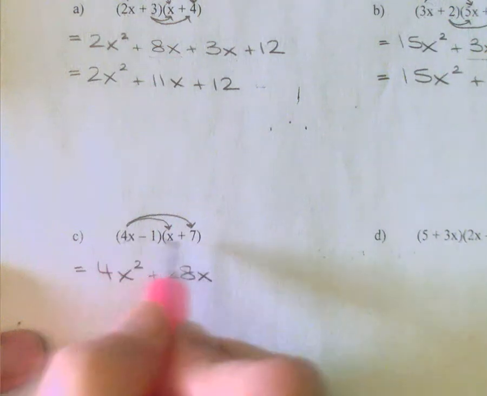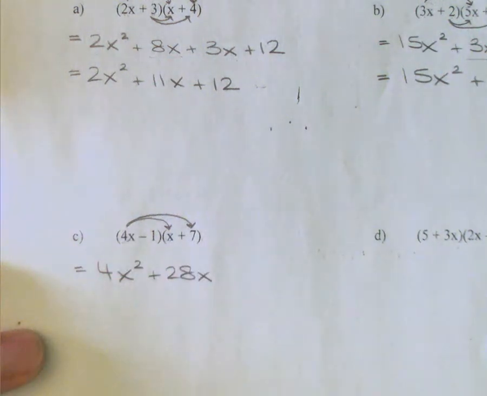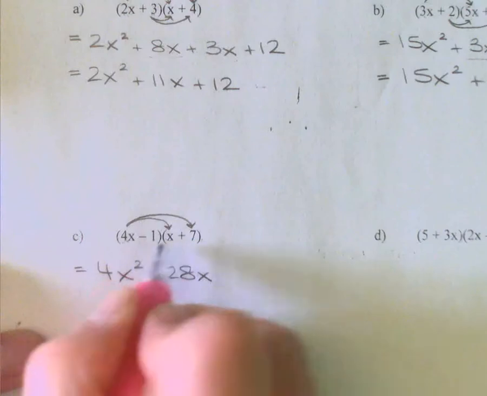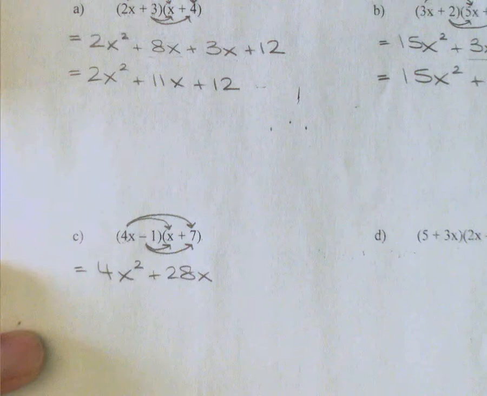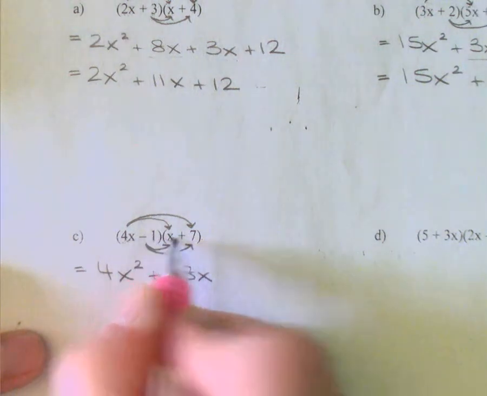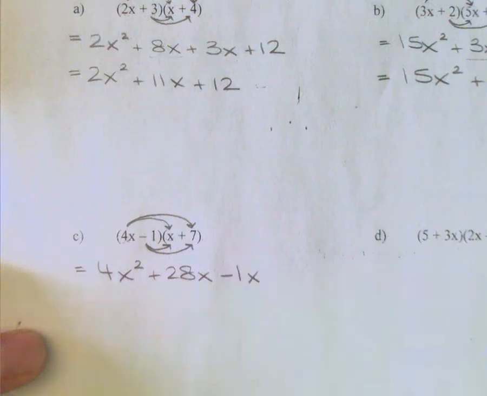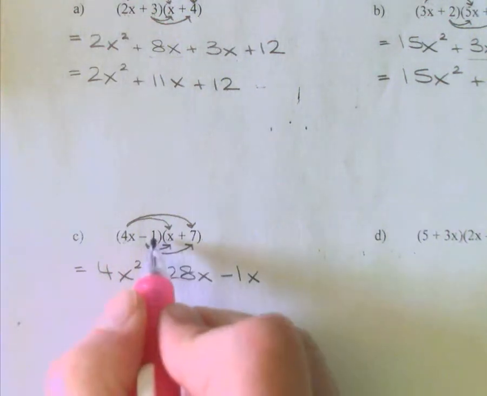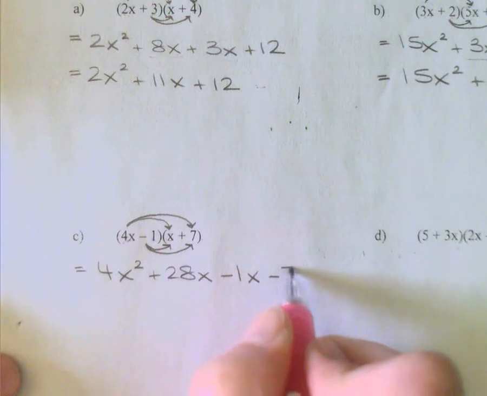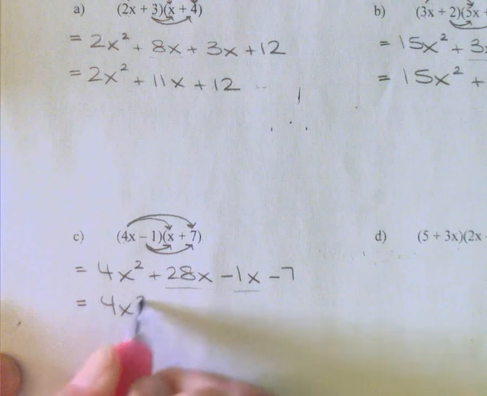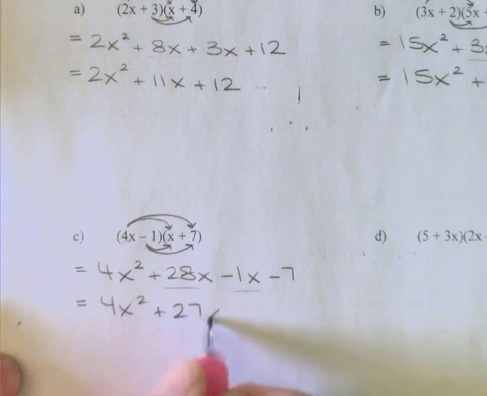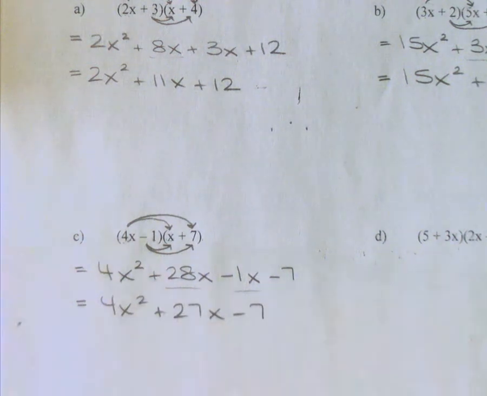which means I've multiplied 4x by everything in the second bracket. Now I need to return and do minus 1. So minus 1 times x and minus 1 times 7. Minus 1 times x is minus 1x. And minus 1 times 7 is minus 7. And now I collect like terms. And end up with 4x squared plus 27x minus 7.